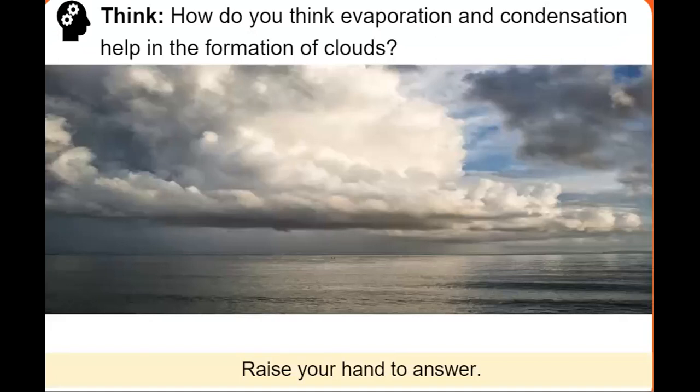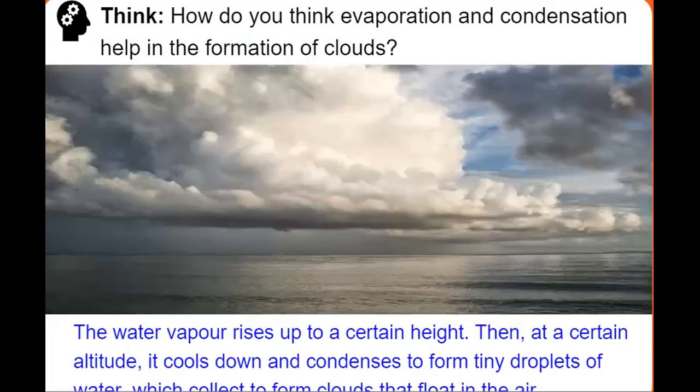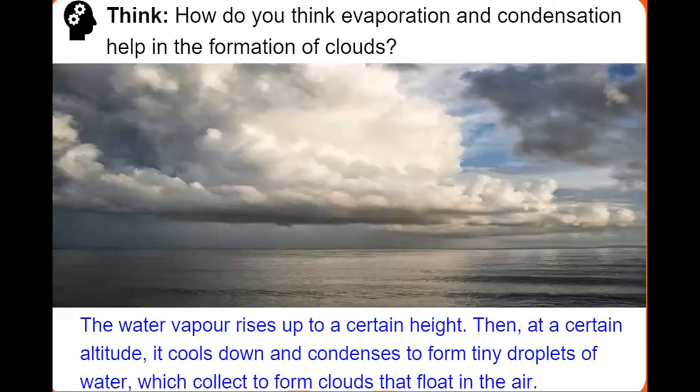How do you think evaporation and condensation help in the formation of clouds? Look here. The water vapor rises up to a certain height, then at a certain altitude, it cools down and condenses to form tiny droplets of water, which collect to form clouds that float in the air.